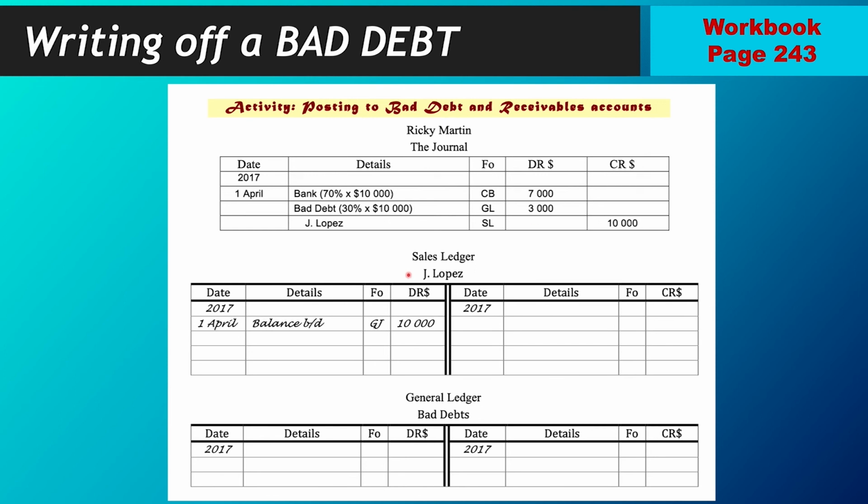When we come to J. Lopez's account, the only thing we gave you was the balance. This shows that this is how much she owed on the 1st of April. So at the beginning of April, she owed $10,000. So what does this say? If she does not owe this anymore, that means that she owes us nothing. Right, so that is the information there, but we are going to put the information in an account.